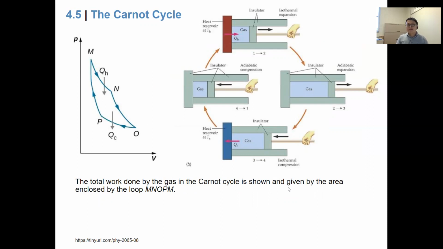All right, now let's take a look at an ideal case. If you do each process very slowly, you might be able to keep minimal change to the environment, or we can treat it as no change having been made to the environment. This is called a Carnot cycle. Each step happens so slowly that each one is a quasi-static process.